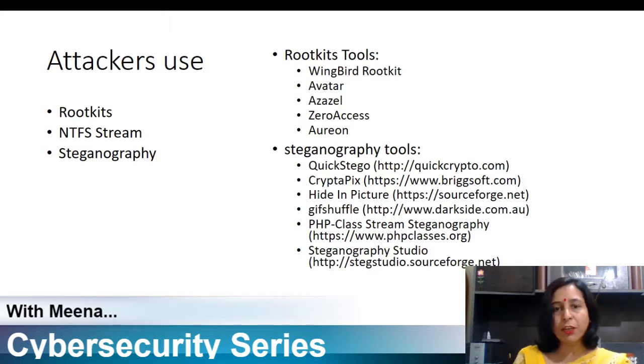So there are different ways attackers can create malicious code. That can be rootkits, anti-fs stream, and steganography, where they can embed their code inside any document.